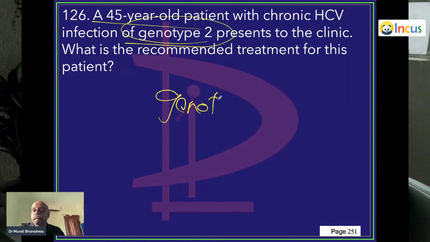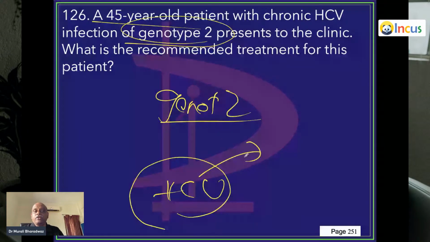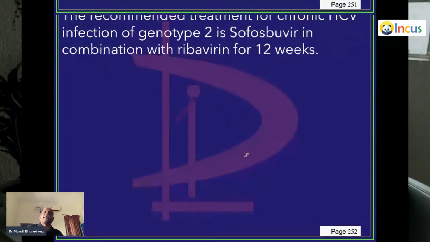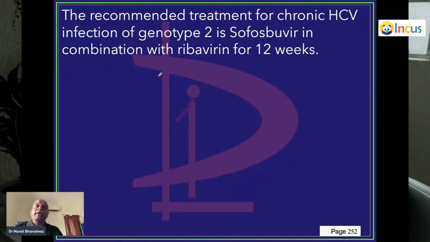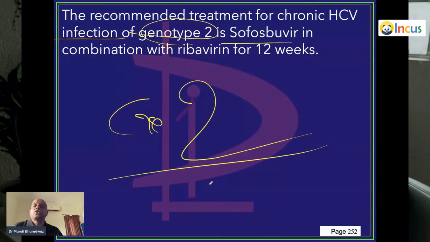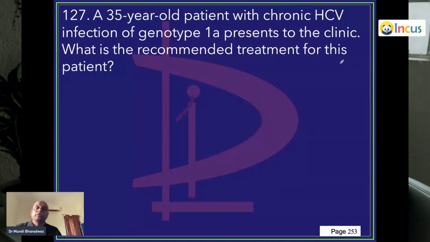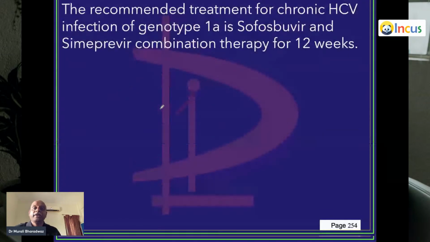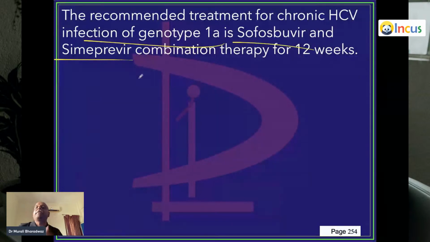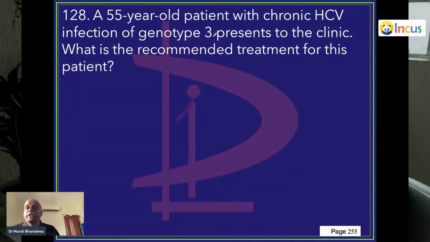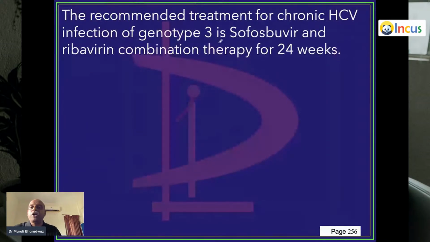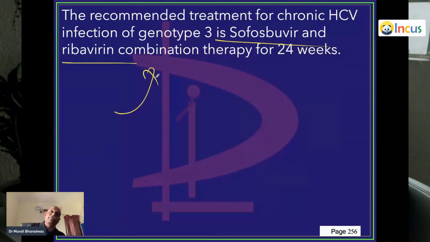A 45-year-old with hepatitis C virus genotype 2. Always when HCV is detected, you need to find out which genotype is there. So what is the recommended treatment? The recommended treatment for chronic HCV infection of genotype 2 is sofosbuvir with ribavirin for 12 weeks. A 35-year-old with chronic HCV genotype 1A comes to clinic. What is the treatment recommended, doctor? For 1A, sofosbuvir and simeprevir combination is used. Genotype 3 presents to the clinic. What is the recommended treatment? Sofosbuvir and ribavirin combination for 24 weeks.